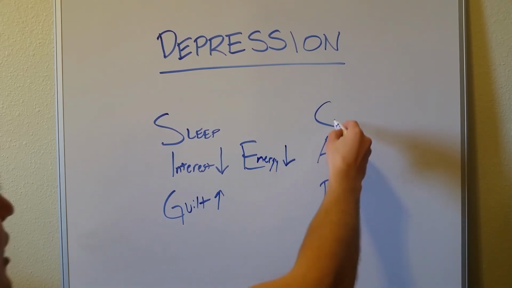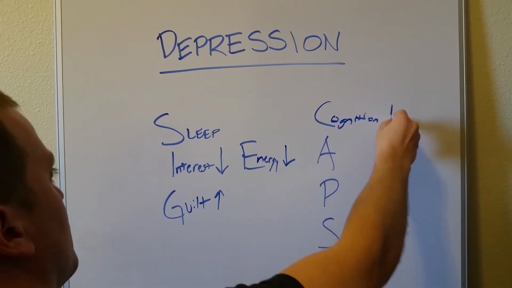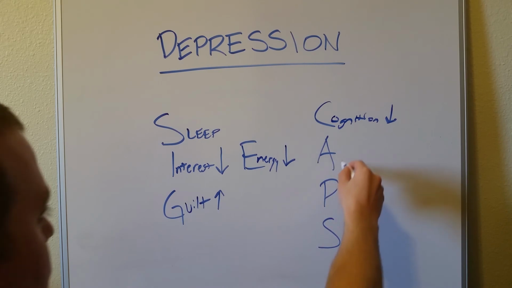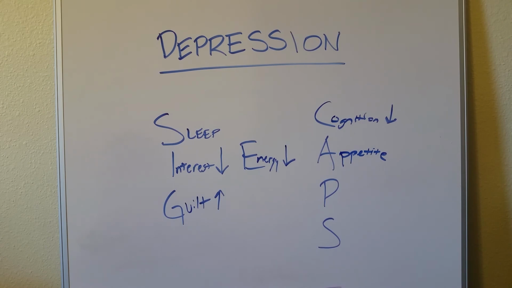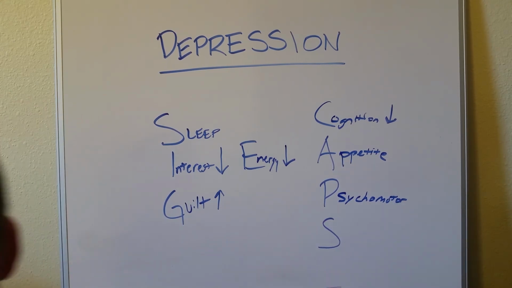The C is going to be cognition or concentration. It's like focus is going to be decreased. So if you saw this in a teenager, they're going to be doing poorly in school. A is for appetite. A depressed person does not want to eat. The P is for psychomotor. And this one's kind of trickier than the other ones. What psychomotor means is it can be anything from anxiety to lethargy, but they're not their normal self psychomotor-wise, like they are either really ramped up or they're really slowed down, just something's different.